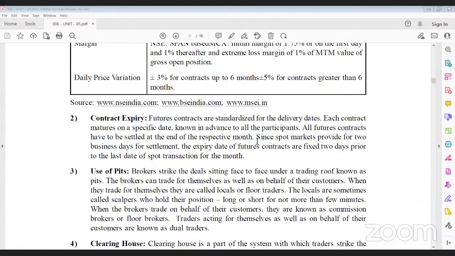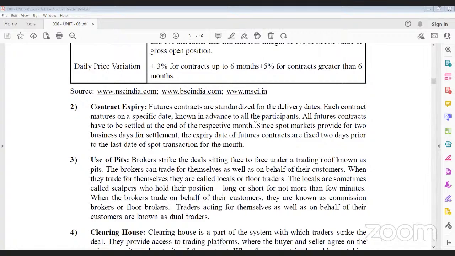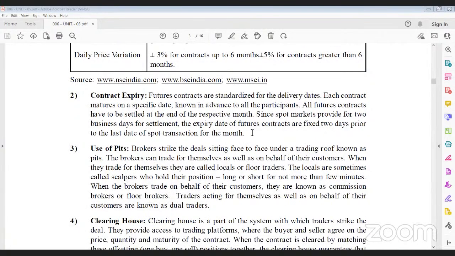Okay. Next, moving on to contract expiry. When does it expire? Now the future contracts are standardized for the delivery dates. Dates are very clearly mentioned. If it matures on a specific date, which is already known to the participant, that's the investor, all future contracts have to be settled at the end of the respective month. Any month, at the end of each month, it needs to be settled.